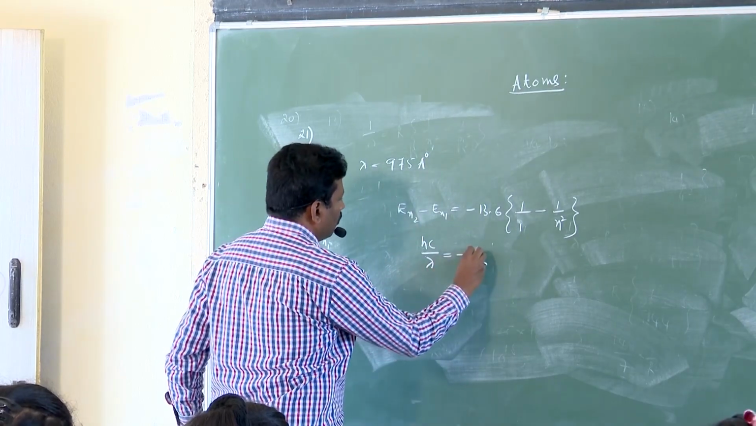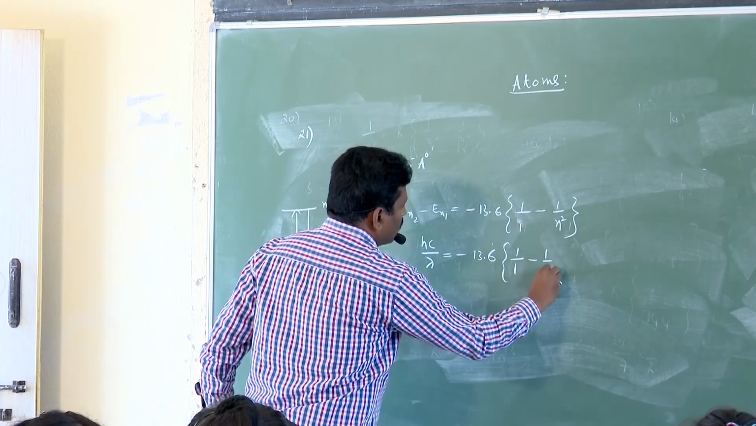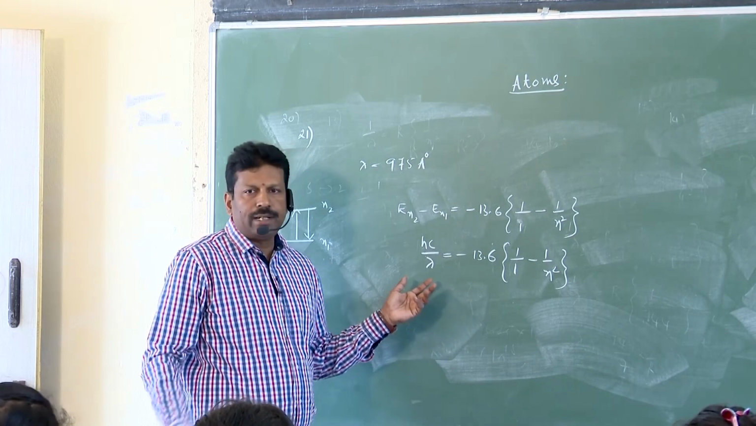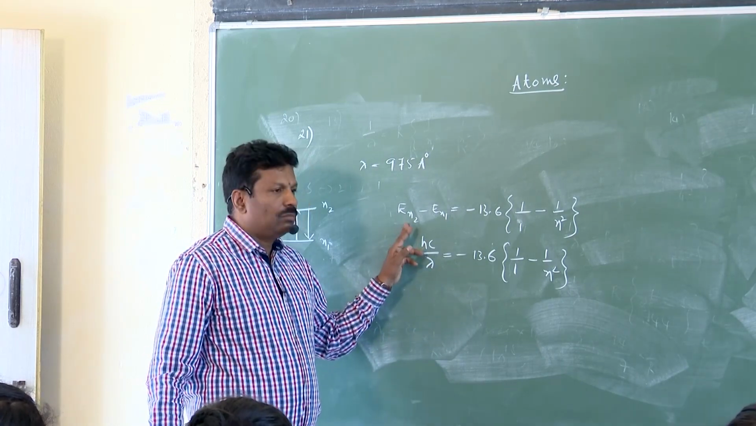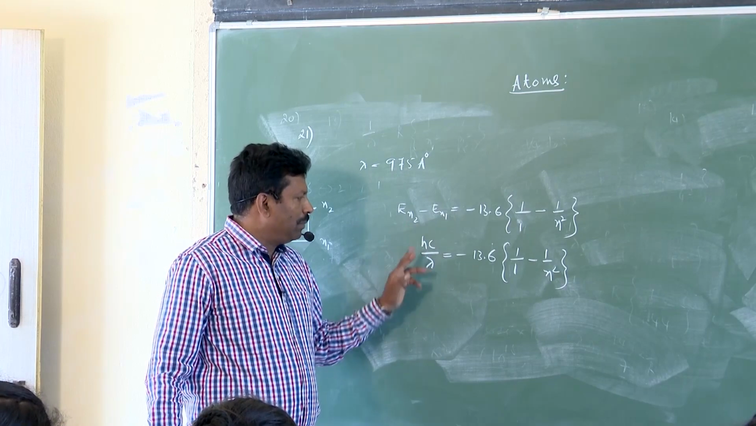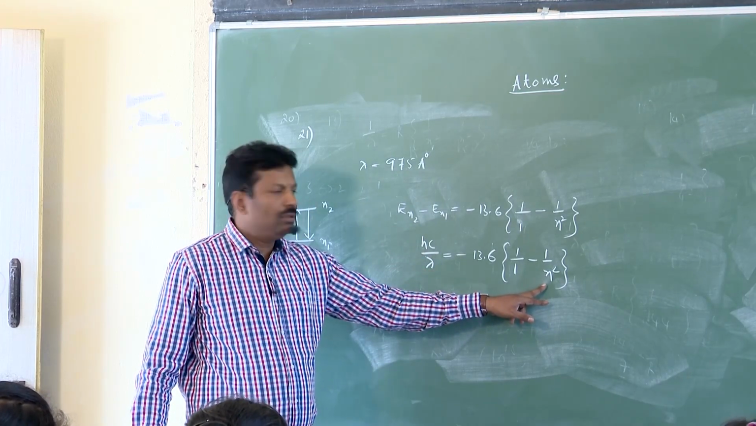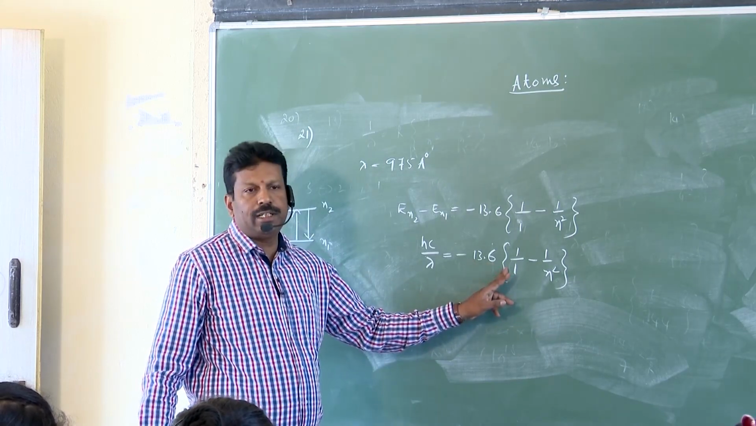Hc by lambda minus 13.6 into 1 by 1 minus 1 by n squared. Will you solve on your own? It takes some time, so take it as homework. I'll just tell you how it is to be done. Once you get this, you get the n value here. So you get the first state, this is the energy state.